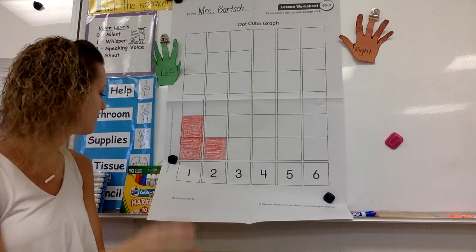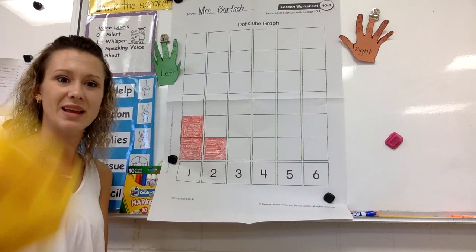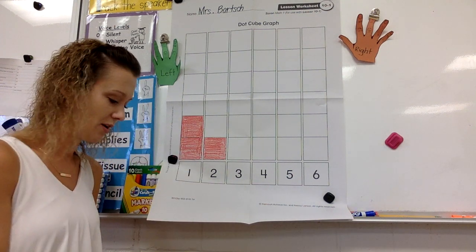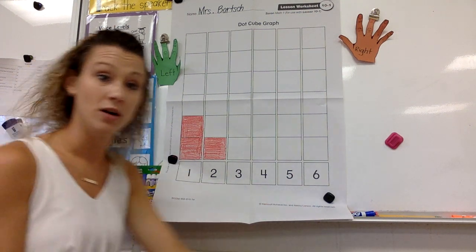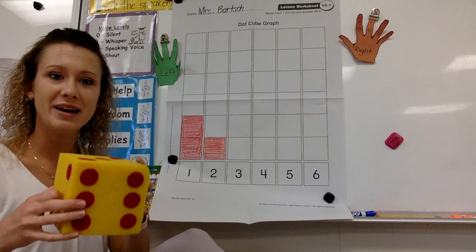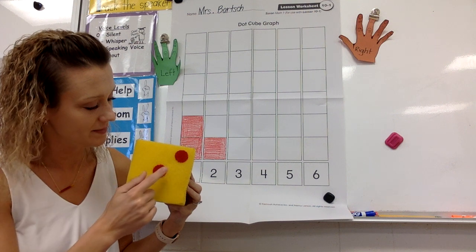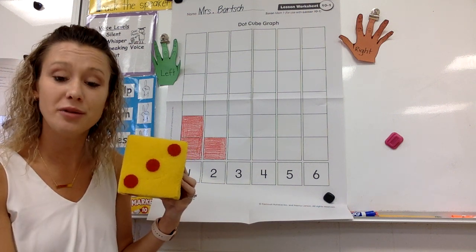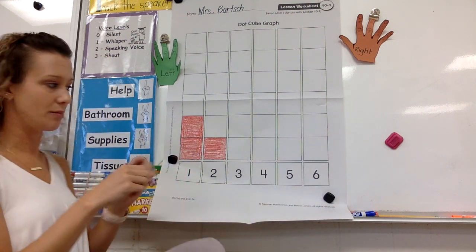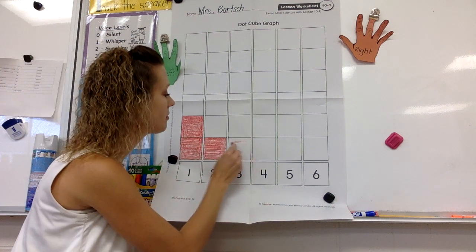Park your red. I'm going to roll again. Ready? Here we go. What number do we get this time? Ready? Count with me. This is the number that was on top. Ready? Go. 1, 2, 3. We need to color 1 square by number 3. Color 1 square by number 3 with your red.